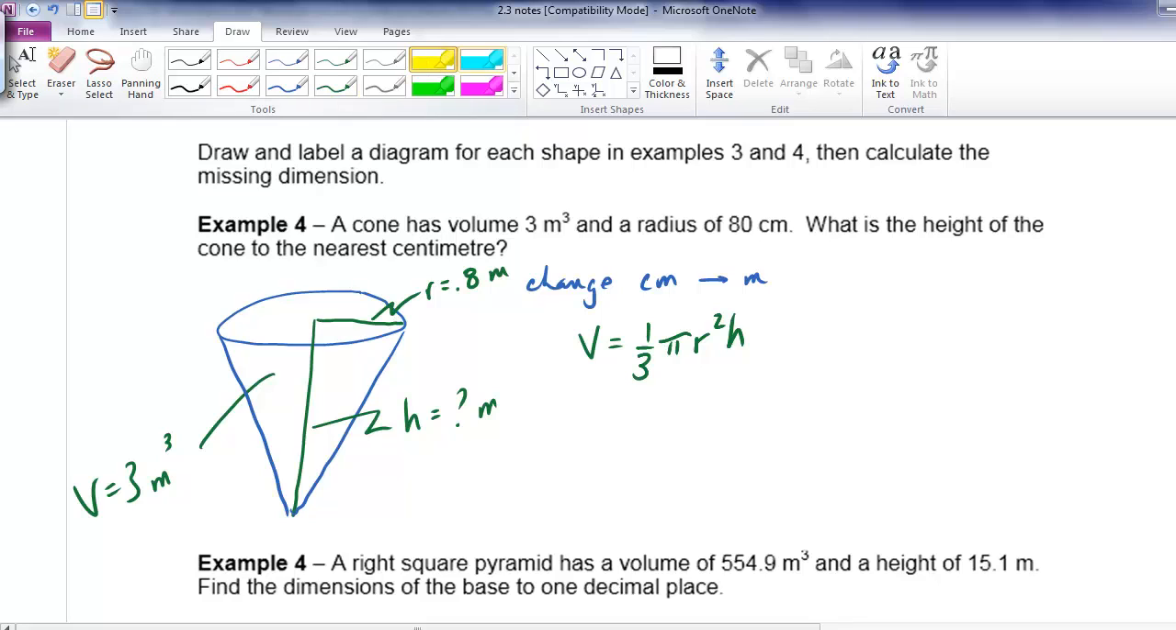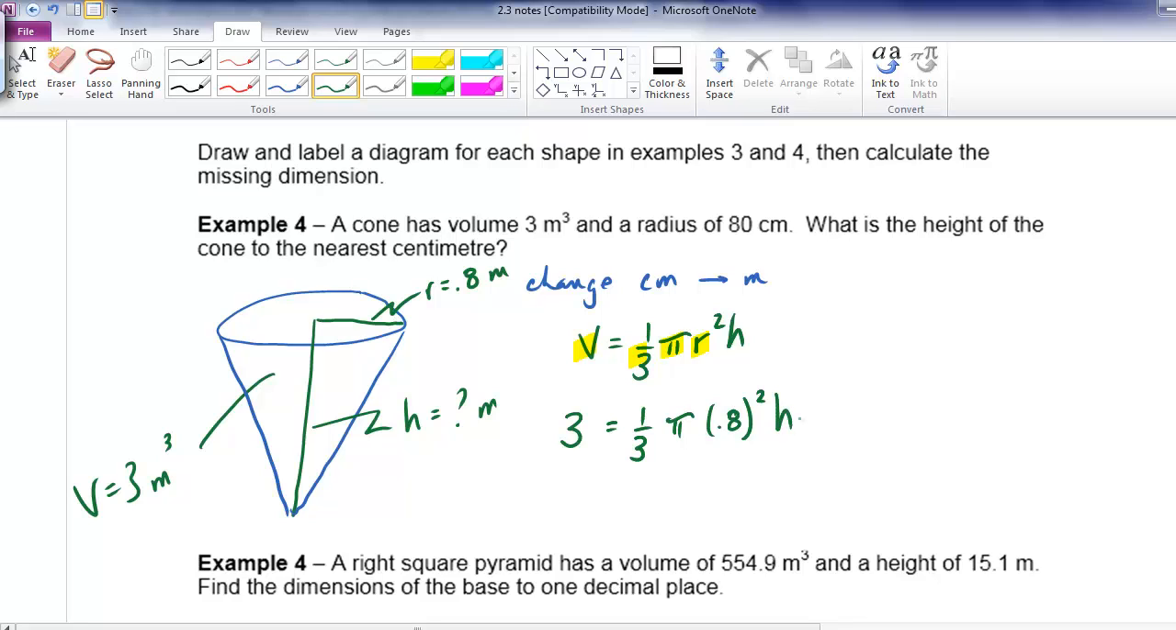In looking at this, what do I know? I know volume, I know 1/3, I know pi is a number, and I know r. The only thing I don't know is h. And as long as I have an equation with one unknown, everything's good. So now we're going to plug everything in, and the only thing left over is going to be h.